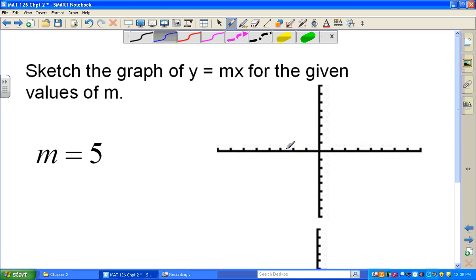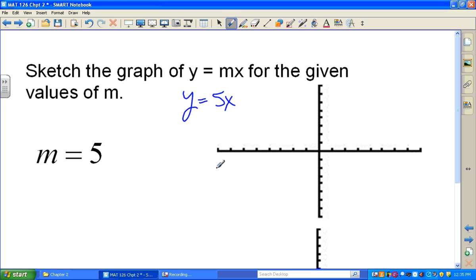Sketch a graph of y equals mx for the given values of m. Yeah, y equals 5x. It's not too difficult. When it's not given, what do you assume the y-intercept to be? Yeah, 0. So I make a point at 0. That's the b part. And the m part is y. And what's two words from geometry you remember for m?